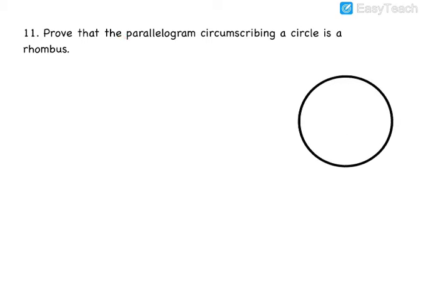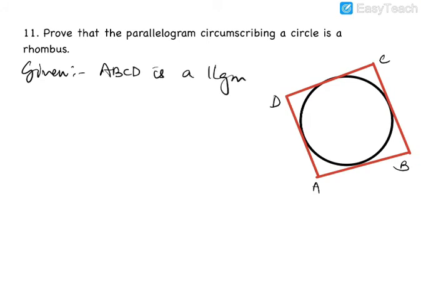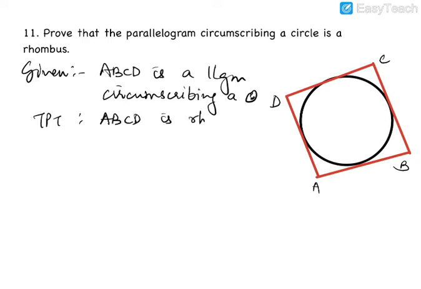So let's draw a circle and then we have a parallelogram ABCD that is circumscribing this circle. So we are given in the question that ABCD is a parallelogram circumscribing a circle. And we have to prove that ABCD is a rhombus.